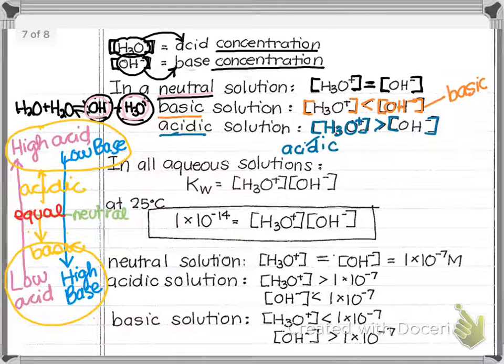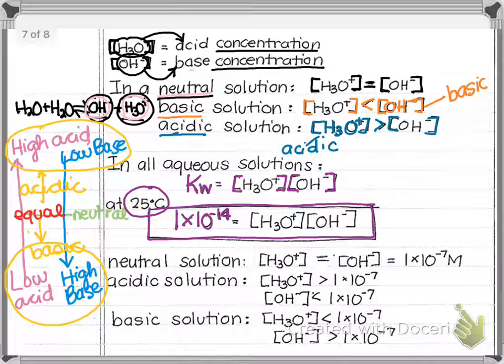Now, because water always has some acid and base present, it has an equilibrium constant that we call Kw. And Kw is equal to the acid concentration times the base concentration. We know that equilibrium constants will change with temperature, but if I'm at room temperature, the acid and base multiplied by each other always equal the same number. We can use this equation to help us calculate the different amounts of acid and base present in a solution.